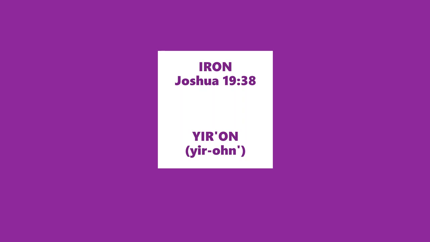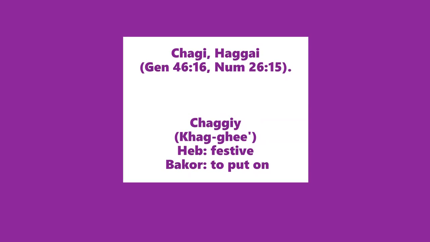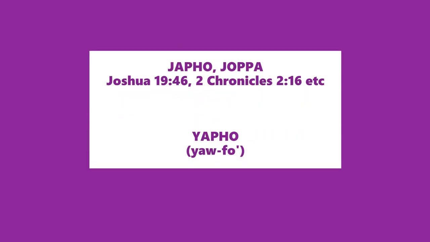Then we have Kagi. Kagi is to put on. So it's like putting on. In Hebrew it's festive. Like you put on your costume and get ready for the festival. So Kagi. That's also what you have as Haggai in your English Bible, Genesis 46:16, Numbers 26:15.